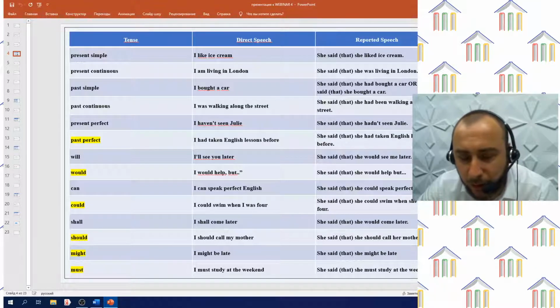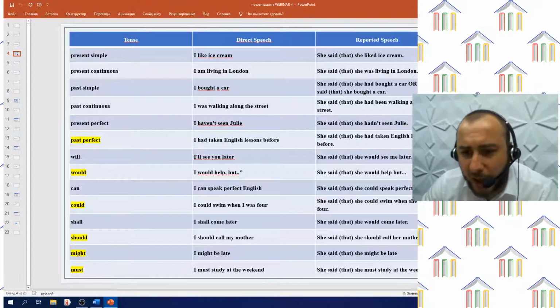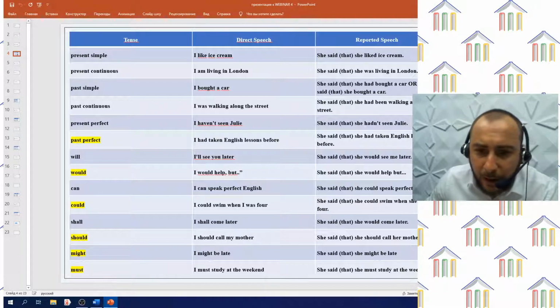Let's look at the examples. I should call my mother. She said she should call her mother. I might be late. She said she might be late. I must study at the weekend. She said she must study at the weekend. Or we can say she said she had to study at the weekend.